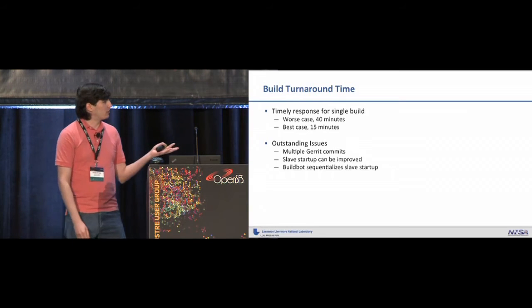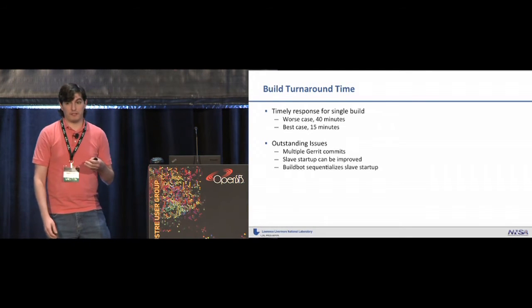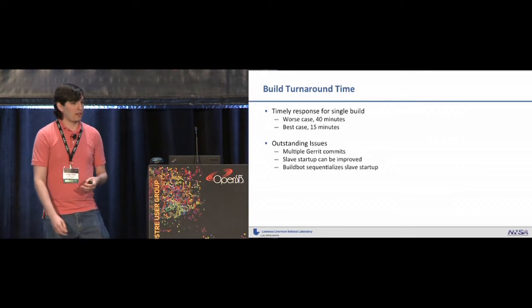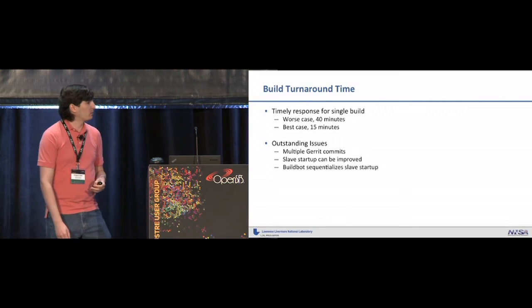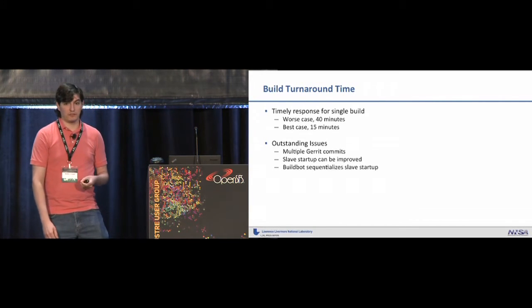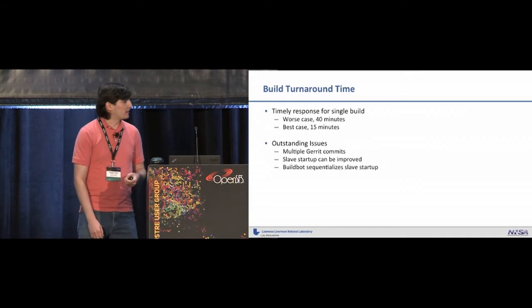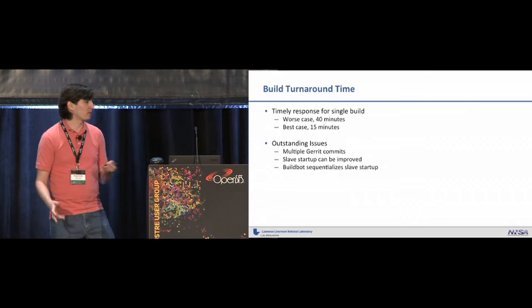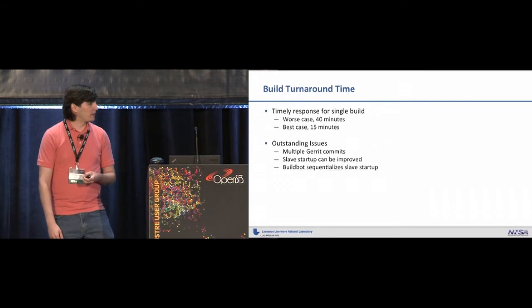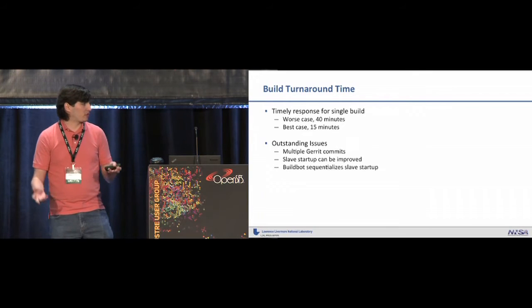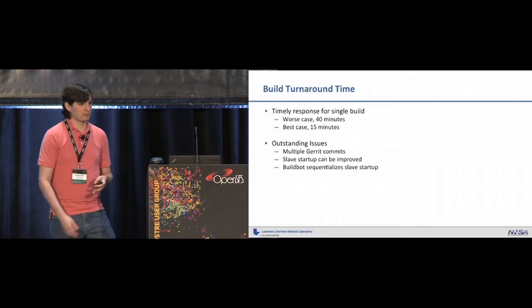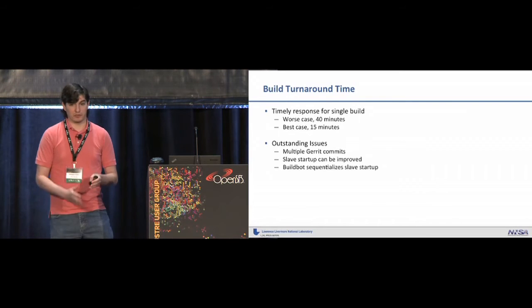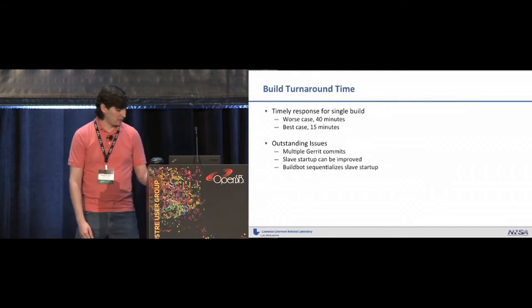There's a few outstanding issues. Multiple Gerrit commits that come in all at once, bursty traffic, cause problems. So we're looking at how to alleviate that slowdown. Slave startup can be improved, and there's a number of techniques to do this. I won't really get into that, but there's going to be work to improve that. And in the architecture, BuildBot makes slave startup sequential, and it's very slow. So there's a lot of delay, when things could be happening in parallel, which benefits everyone.